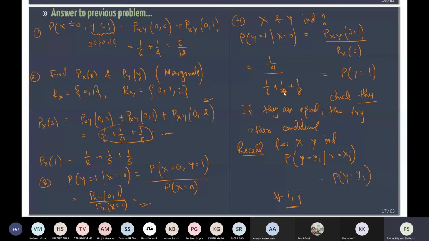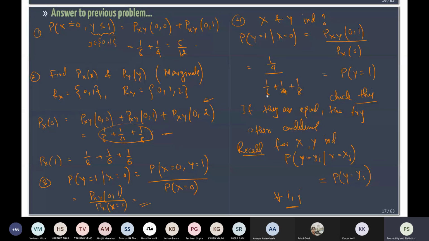So it may be that this example doesn't satisfy this. We are trying to disprove it. If we cannot find a violation, then they are independent. If it so happens that it's not equal, then they are not independent. So this is something we have to check. You can do this as an assignment. It's an easy thing to check.